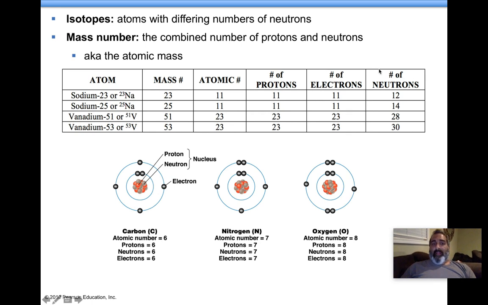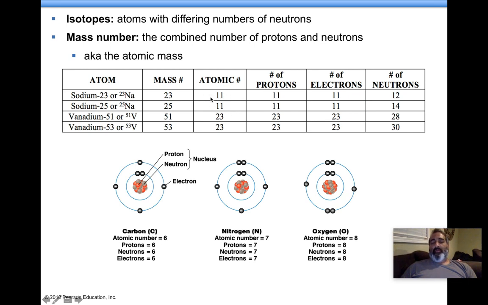Isotopes are elements, for example, that have different numbers of neutrons. So here's some examples down here, and let's go through them. Sodium 23 versus sodium 25. There's actually sodium 24 also, but we'll just talk about sodium 23 and 25. They're written this way. It's also written this way. That number, the 23 or the 25, that is the mass number. The mass number is the protons plus the neutrons. The atomic number, you'd find that on the periodic table.